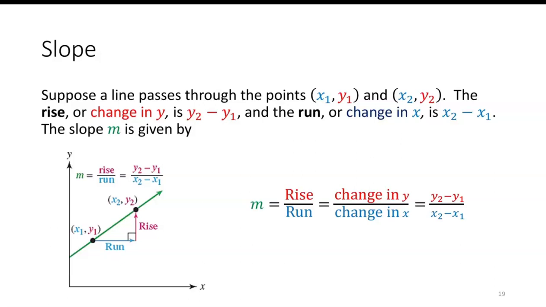Suppose a line passes through the points (x1, y1) and (x2, y2). The rise, or the change in the y values, is given by y2 minus y1. That's the difference, how far vertical they are between the 2 points. And the run, or the change in x, is x2 minus x1. The slope is given by rise over run, so it's the change in the y values divided by the change in the x values, or (y2 minus y1) over (x2 minus x1).